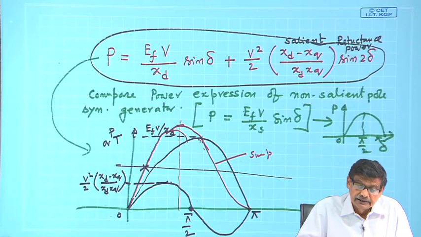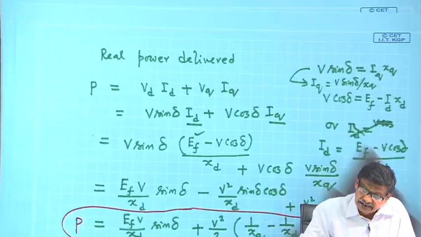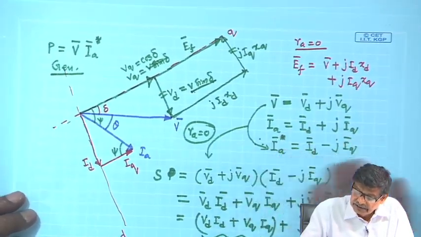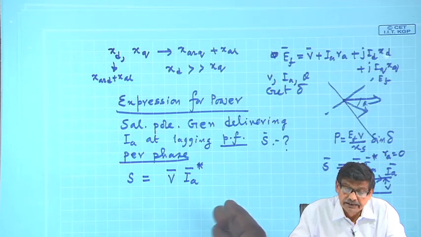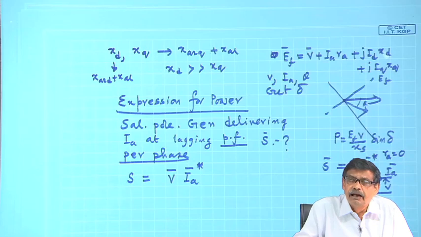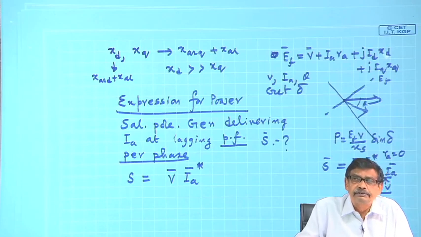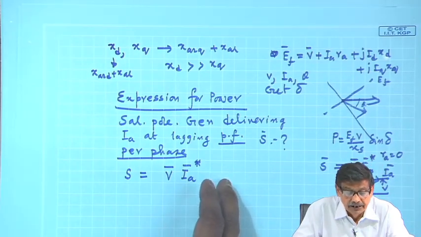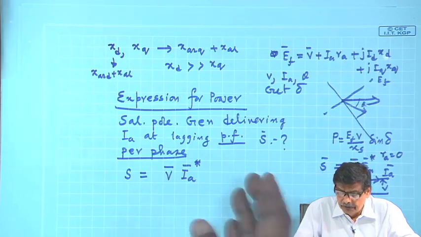And then this is important: how do I find out the power? We started from V I star, and from the terminal voltage, it can be written as V d plus j V q; similarly I a can be written as I d plus j I q, and so on. Put the values of I star, get rid of I d and I q using the phasor diagram, and you can get the power delivered by the machine. I will leave it as an exercise for you to find the expression for the power after drawing the phasor diagram of a synchronous motor. Okay, and solve many problems.